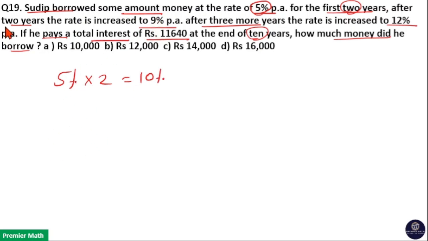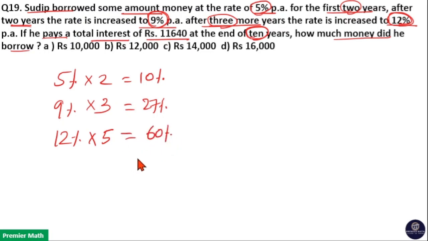Then, after 2 years, rate increased to 9%. Then, after 3 more years, rate increased to 12%. That means, for 3 years, he paid 9% per annum. So, for 3 years, 9% into 3 is equal to 27% interest he paid. Then rate is increased to 12% and total number of years 10 means remaining is 10 minus 3 plus 2, that is remaining years is 5 years. So for these 5 years he paid 12% per annum. So total is 12% into 5 is equal to 60%. Now total number of years is for 10 years he paid 60 plus 10, 70 plus 27, that is 97% interest he paid for 10 years.